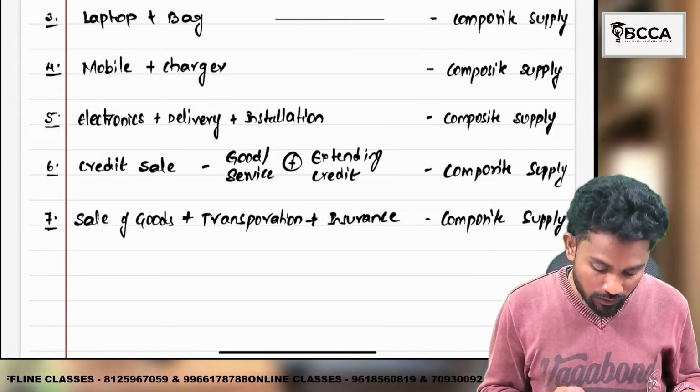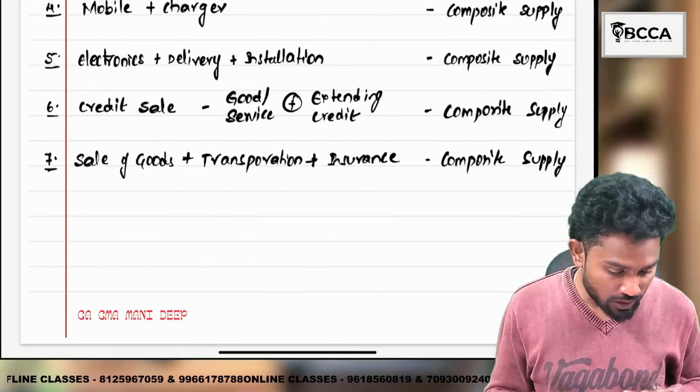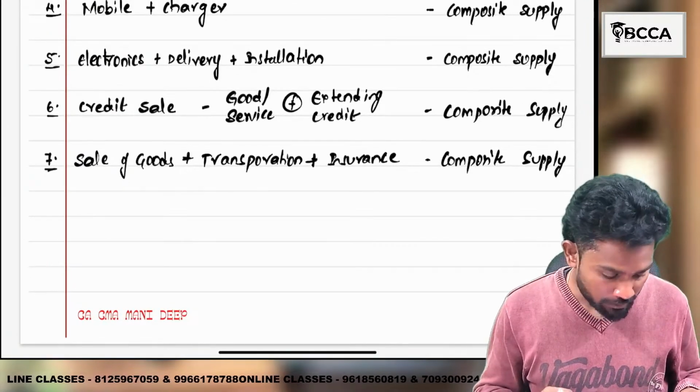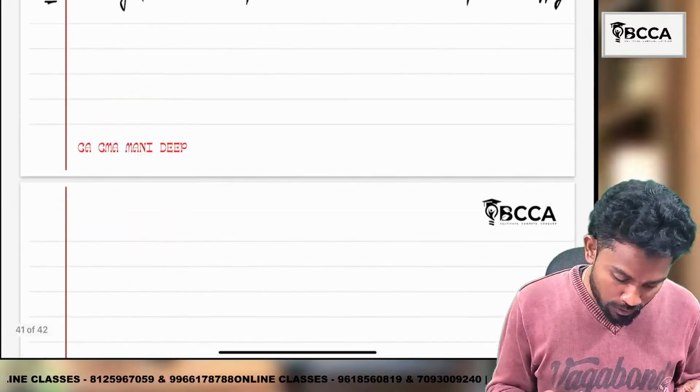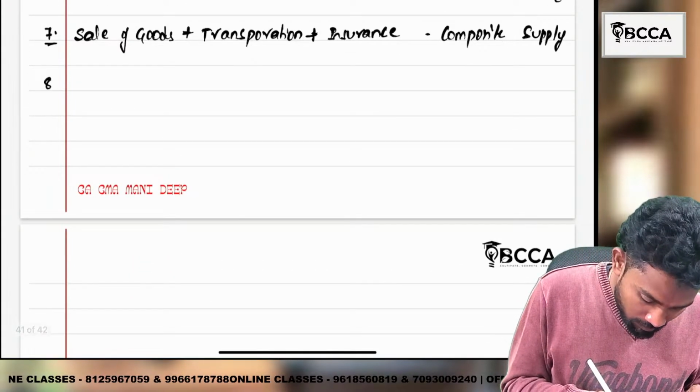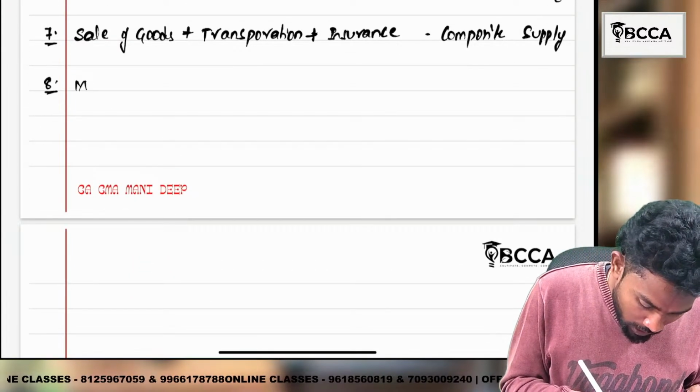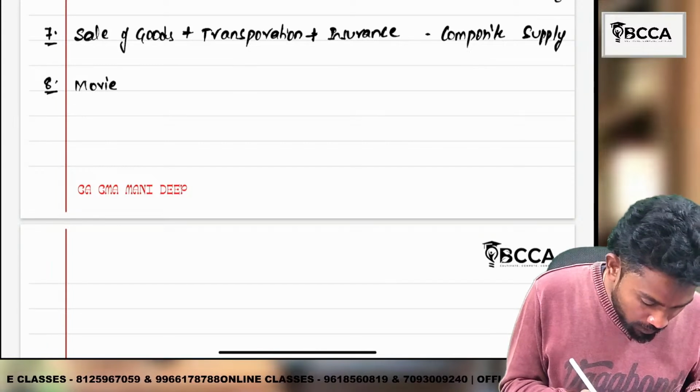So sale of goods plus transportation and insurance. It is also what? It's a composite supply. Then movie ticket. Along with the movie ticket, there is even popcorn sold.